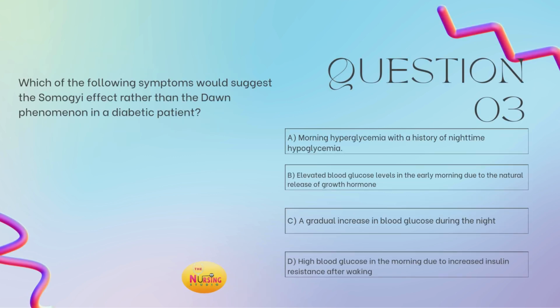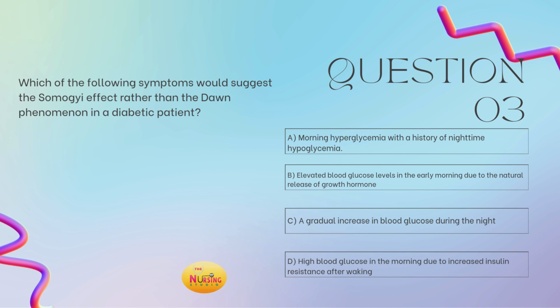All right, and lastly, question number three. Which of the following symptoms would suggest the Somogyi effect rather than the dawn phenomenon in a diabetic patient? Is it A, morning hyperglycemia with a history of nighttime hypoglycemia? B, elevated blood glucose levels in the early morning due to the natural release of growth hormone? C, a gradual increase in blood glucose during the night? Or D, high blood glucose in the morning due to increased insulin resistance after waking? Take a moment and tell me what you got.